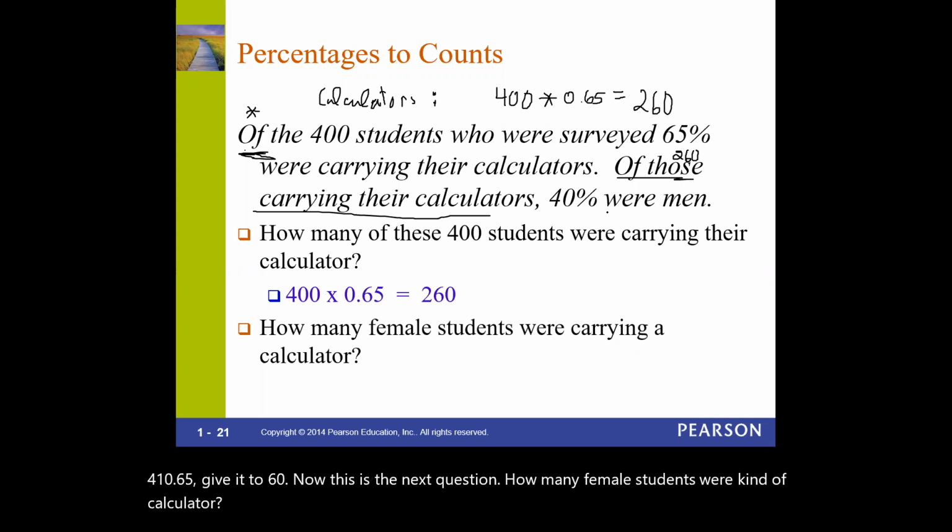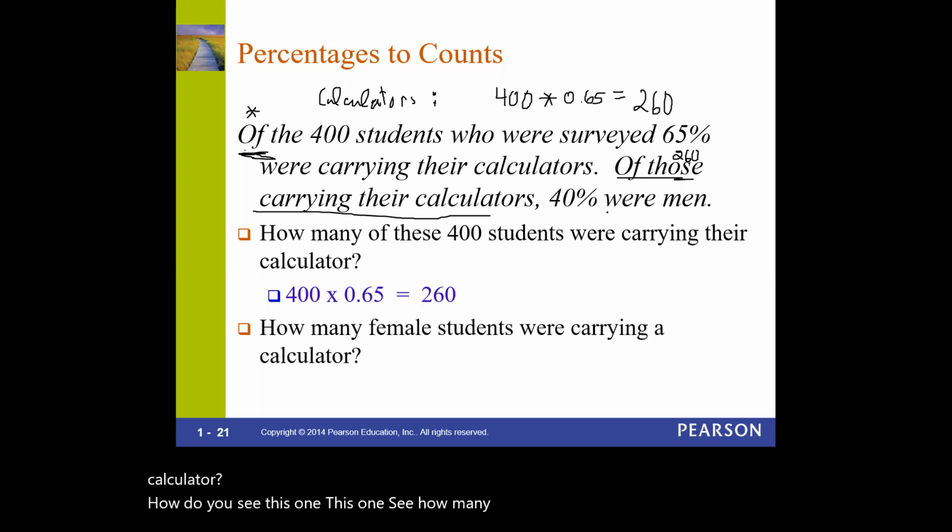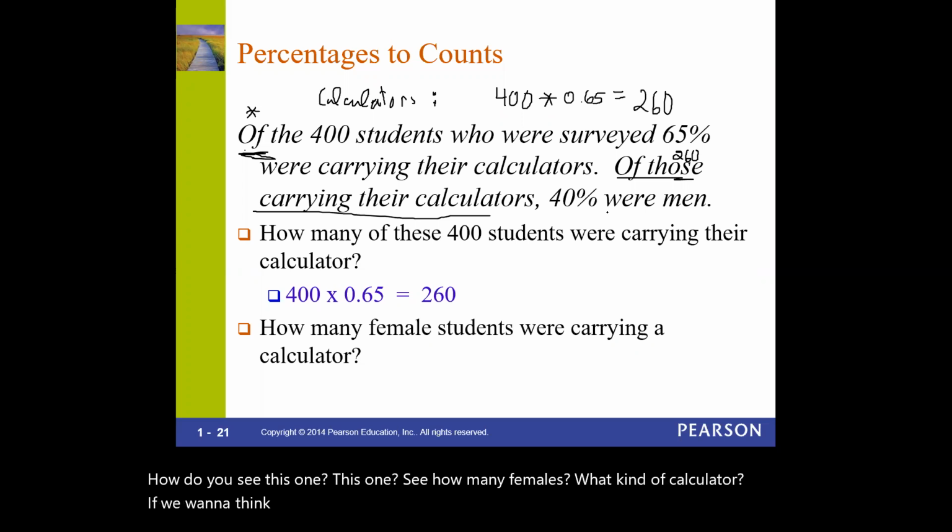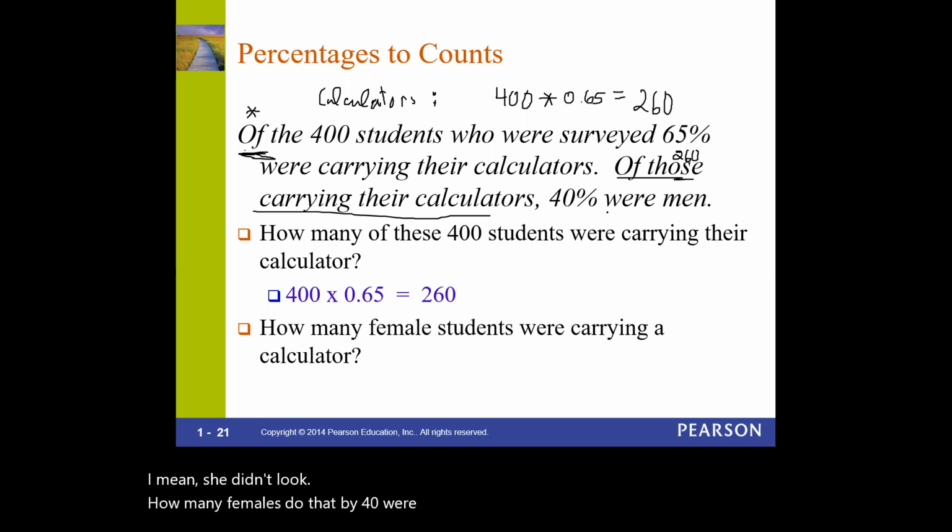How do you see this one? This one says, how many female students were carrying a calculator? If we want to think a little bit. How many students? How many female students? About 40% were men, of the 260. So this one says, how many female students were carrying a calculator?